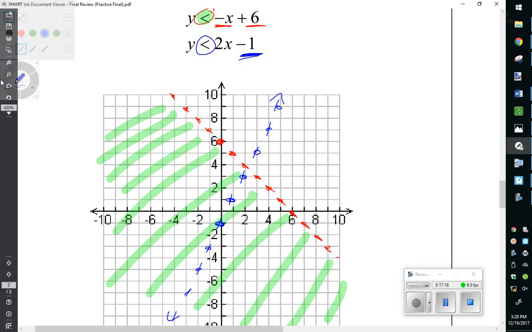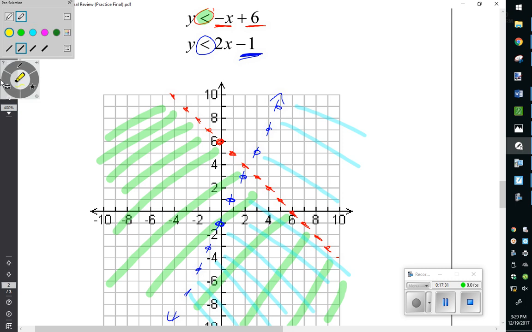It is again a less than sign, so I'm going to shade less than that line. So I'm going to shade below it. I'm shading below that blue line. It's going to be somewhere on this half of the graph. So I'm looking for where I shaded both lines. The answer to that is down here in this section right here. That is the answer to this question, right in that section.